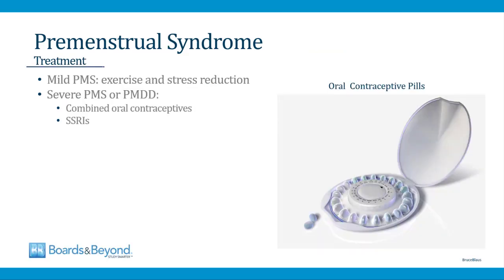The treatment of the premenstrual syndrome depends on severity. For women with mild PMS, lifestyle interventions are often very helpful. If these women are able to exercise more or reduce stress, this often helps a lot. You can ask your gynecology attendings about this, but there are many different lifestyle interventions patients have used to improve symptoms of mild PMS. For women with severe PMS or PMDD, combined oral contraceptives often improve the symptoms significantly, and SSRIs can also be helpful.